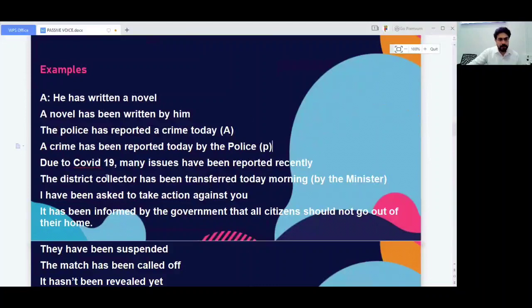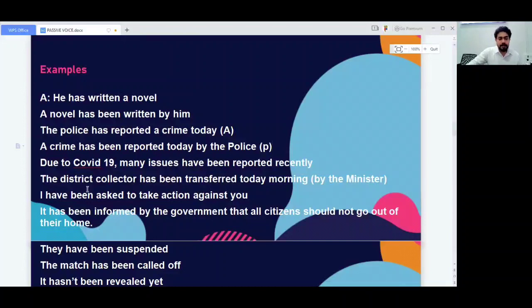Due to COVID-19, many issues have been reported recently. So that is a passive statement. The district collector has been transferred today morning. If you want, you can add the subject by using the conjunction by: by the minister. So this is the object, which is the action receiver or the affected, and it has been plus V3.